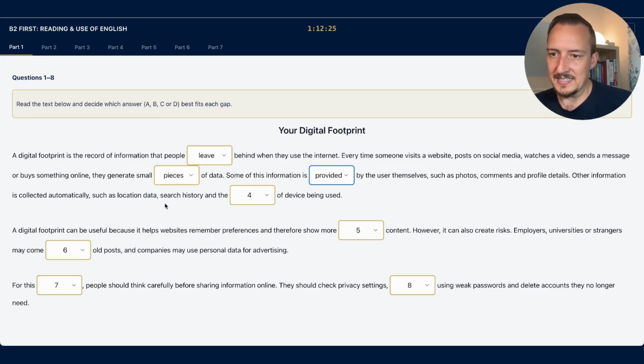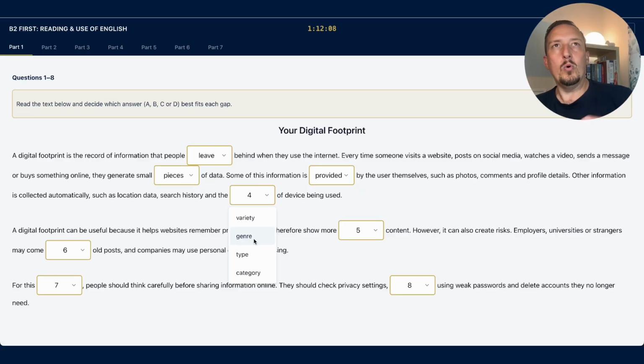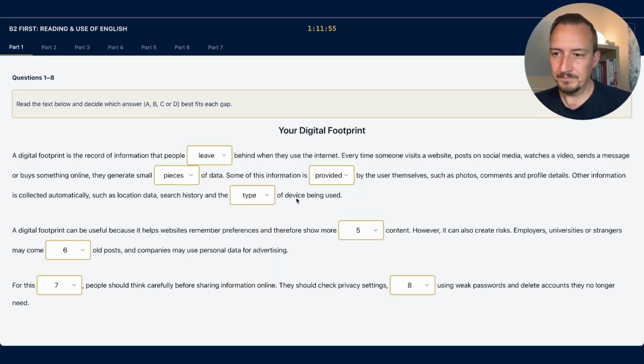Other information is collected automatically, such as location data, search history, and the blank of device. Variety, genre, type, category. Not variety, not category. Genre is more used with films or books. When you talk about a comedy or a thriller or science fiction, those are genres. So it's not really used with devices. So the correct answer is type there.